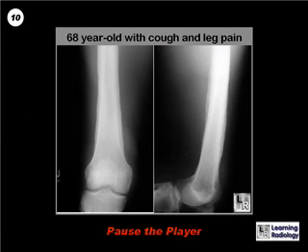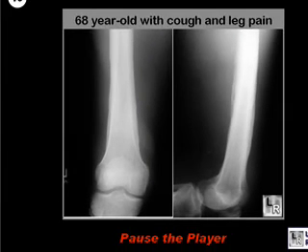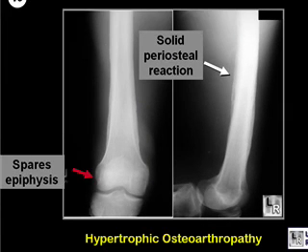This is the last case. It is a 68-year-old with cough and leg pain. These are frontal and lateral views of the distal femur. Pause your computer or MP3 player. This is an example of hypertrophic osteoarthropathy.